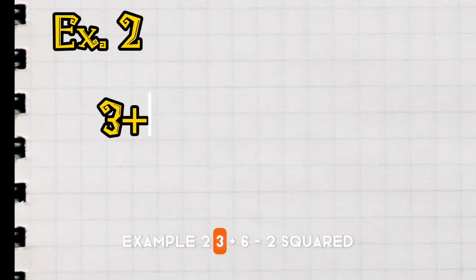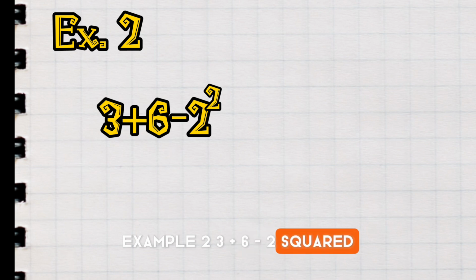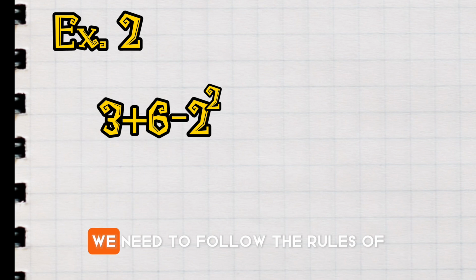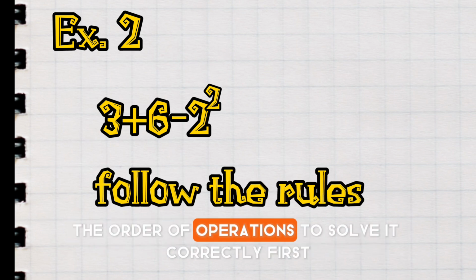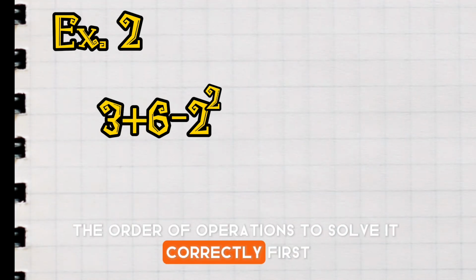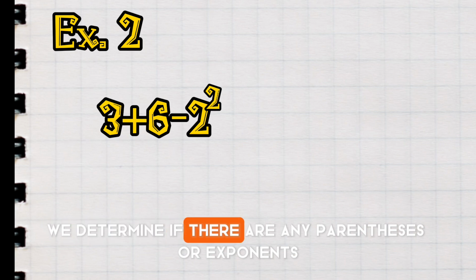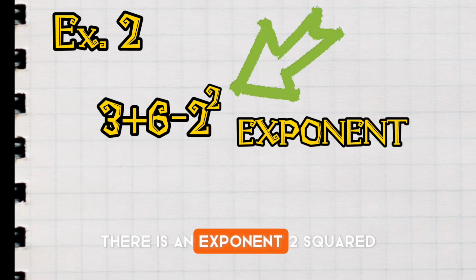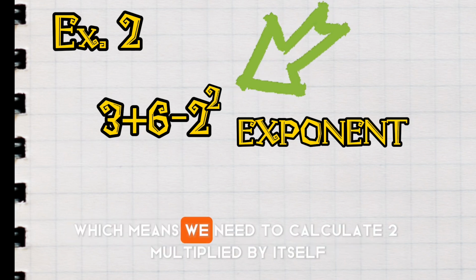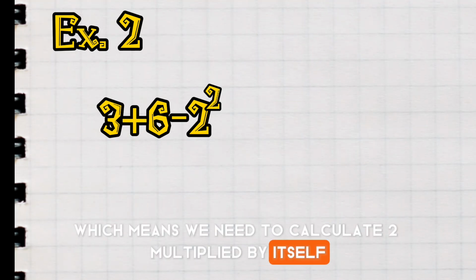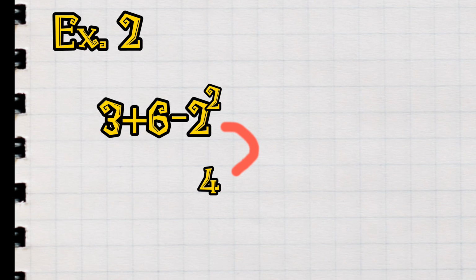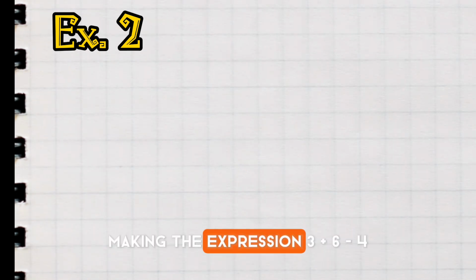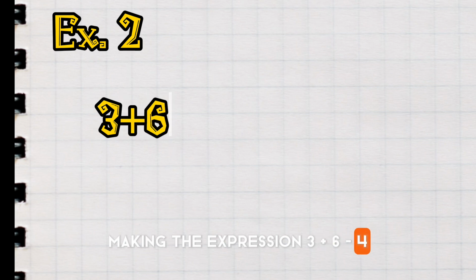Example 2. 3 plus 6 minus 2 squared. In the expression, 3 plus 6 minus 2 squared, we need to follow the rules of the order of operations to solve it correctly. First, we determine if there are any parentheses or exponents. In this case, there is an exponent, 2 squared, which means we need to calculate 2 multiplied by itself, resulting in 4. We replace 2 squared with 4, making the expression 3 plus 6 minus 4.